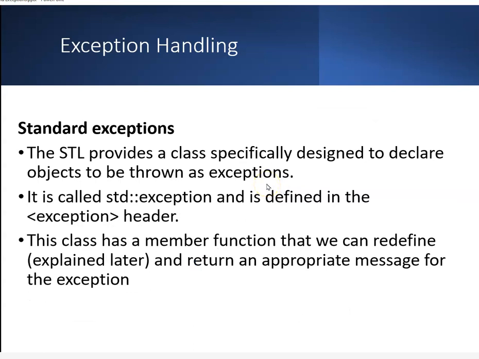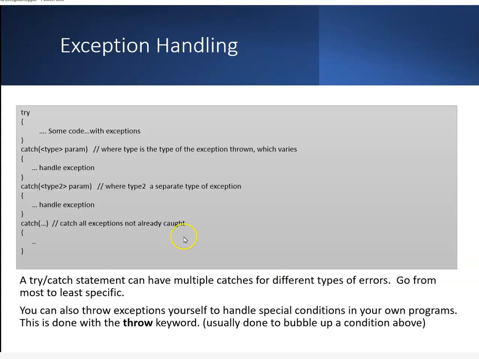STL provides a class specifically designed to declare objects to be thrown as exceptions, and it's called std::exception, and it's defined in exception. This class has member functions we can redefine, and we'll explain that later, and return an appropriate message for the exception. So here's the general pattern. Try some code, catch type of exception, and handle it, catch type and handle it, or a catch all. And this will catch everything: catch(...). A try statement can have multiple catches for different types of errors, and it goes from most specific to least. You can also throw exceptions yourself to get other areas of the program to handle it.